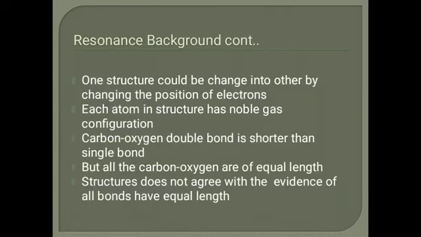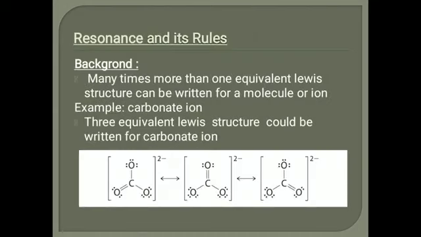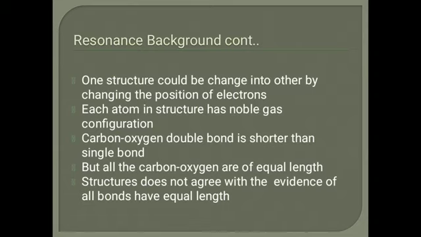Each atom in the structure has noble gas configuration. As we see in the structure, the valence shell of each atom is full, and it has the noble gas configuration. If we see the oxygen atom, there are 6 electrons in 3 lone pairs and 1 bond pair, meaning a total of 8 electrons are present in the valence shell of oxygen. In all 3 resonance contributing structures, all the atoms have a complete valence shell and noble gas configuration.